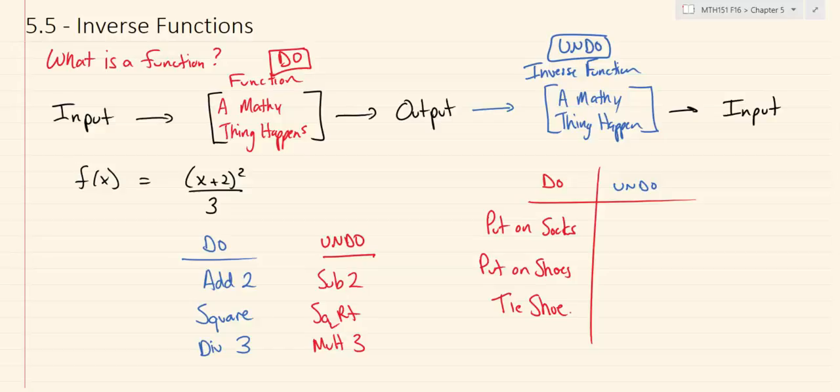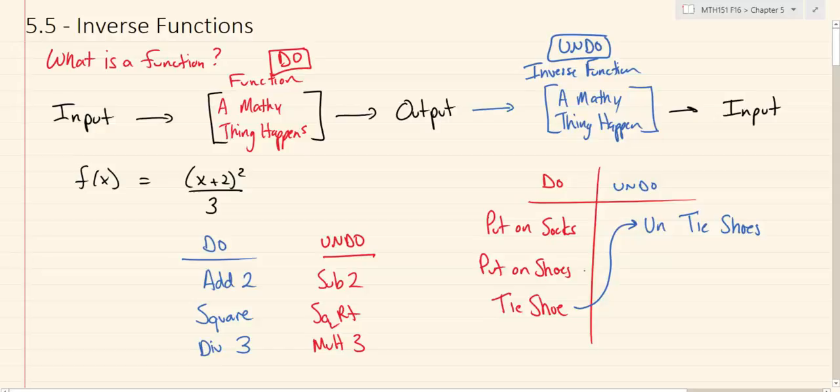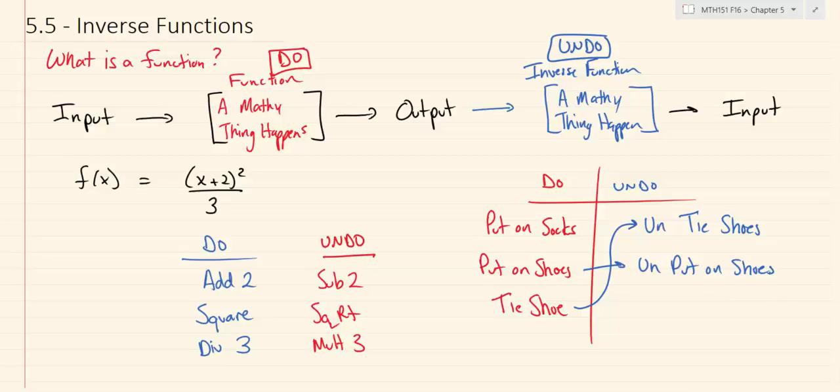What's the undo process? What is the first thing you do to undo this process? Is it take your socks off? No, because you got your shoes on, right? That would hurt. What you have to do is not only do you do the inverse operation, but you have to do those operations in the reverse order. So the first thing we do is we untie shoes. The next thing we do is we take your shoes off. Now we don't say put on shoes, we say just take your shoes off, right? Just like we don't say unadd, we say subtract. And then the last thing that you do in this process is you take off socks.